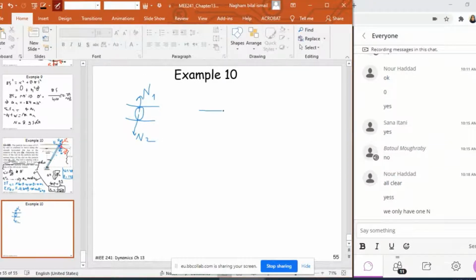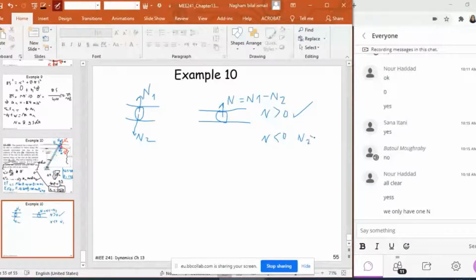N1 and N2. But of course, you don't have to put N1 and N2. You can put only one N, and this N will be the net force between N1 and N2. If N is positive, this means that yes, N is upward. If N is negative, this means that you should flip the direction of N, and this means, guys, that N2 is greater than N1.